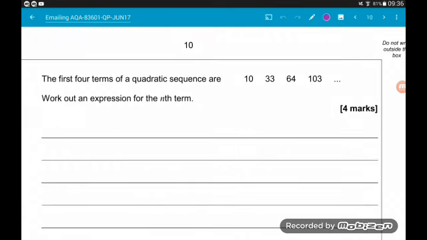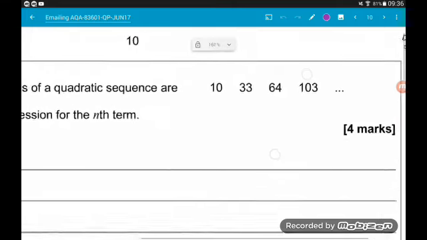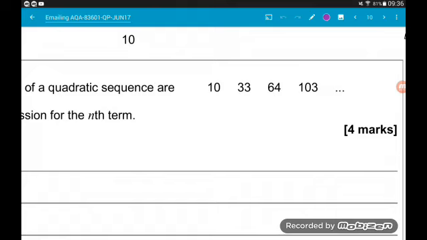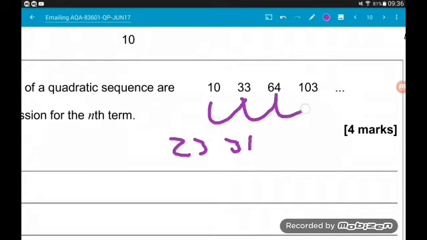Okay, question 8, we've got a nice little quadratic sequence, so we want to find the nth term of this. So first of all, find our differences. 10 to 33 is 23. 33 to 64 is 31. 64 to 103 is 39. Then find the differences of our differences. 23 to 31 is 8. 31 to 39 is 8.